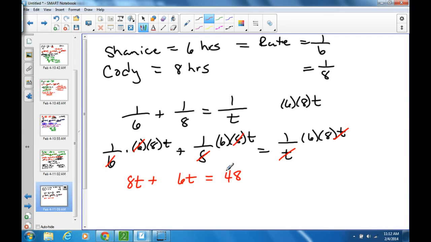Now we can solve for t. 14t equals 48, and then what? Divide by 14. So t in this case would be 3.43 hours is how long it would take them to work on it together.